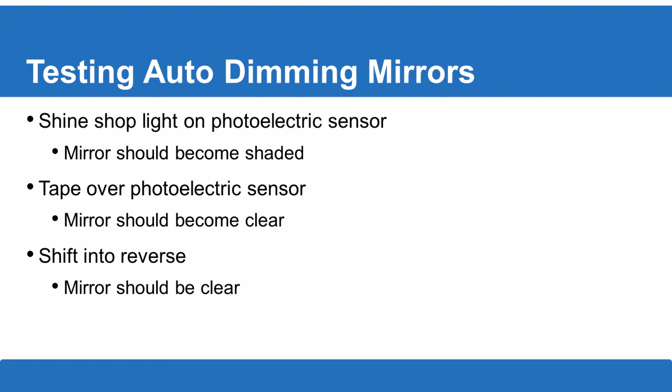Now, the auto-dimming mirrors that are on many of these vehicles, just some common sense here can help out. You can shine a shop light on the photoelectric sensor, and the mirror should become shaded, right? Or you could tape over the photoelectric sensor, and the mirror should become clear. You could also shift into reverse, and that mirror should be clear. These are usually default functions of those dimming switches. You just have to know where that photoelectric sensor is located on the car.